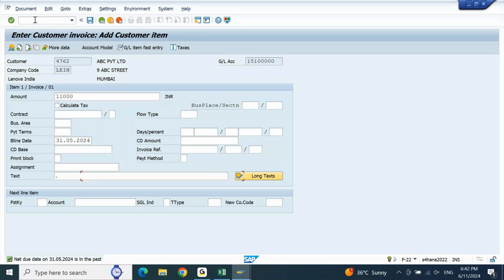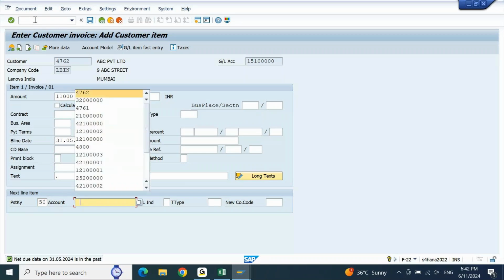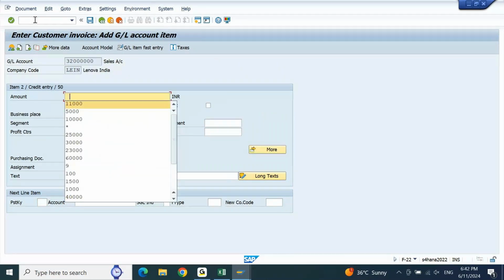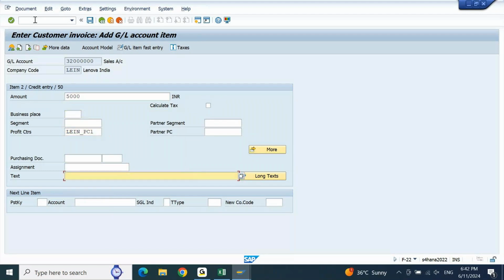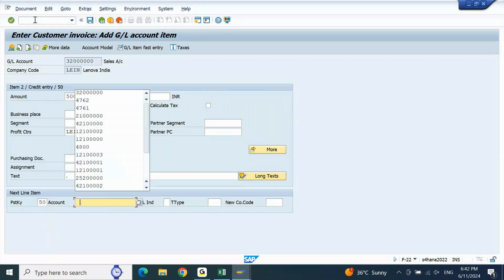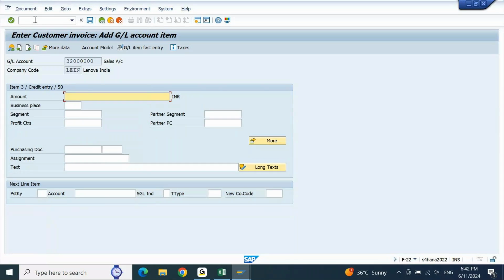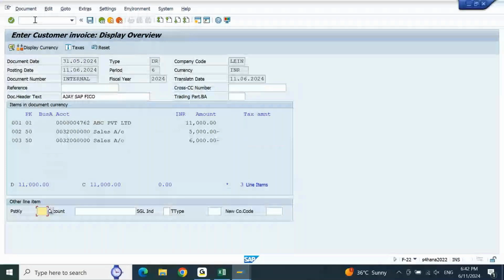And I'm going to split my sales into two portions. Credit sales account 5,000, let's say 5,000 on profit center 1. Same thing, I'm going to credit the sales account again, this time 6,000, and this 6,000 I'm going to charge to profit center number 2. If you look at the document, simulate the document. When you simulate this accounting document, you can see the customer account is debited with 11,000, and the sales account is credited with 5,000 and 6,000 respectively, because two different profit centers are involved.